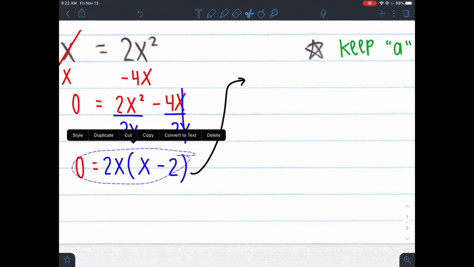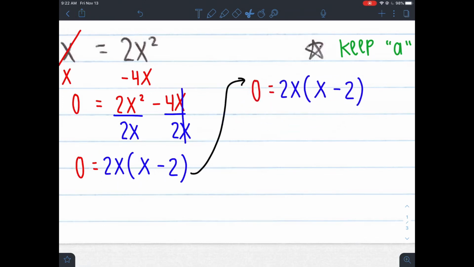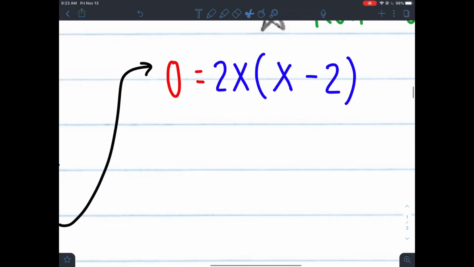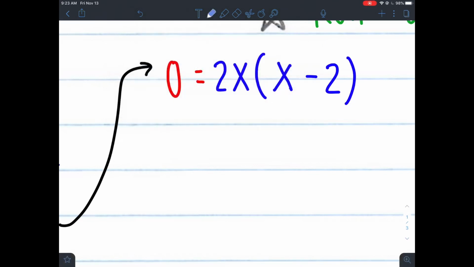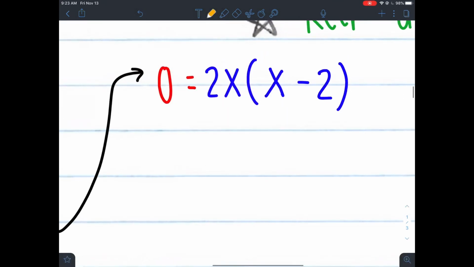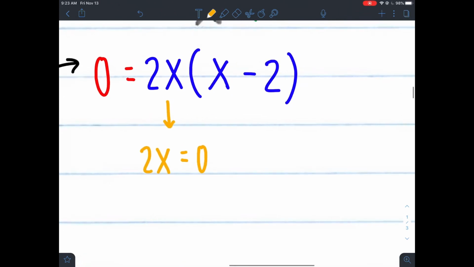Oops. Copy that. Paste over here. Okay, so I actually have 2 factors here. And I know it doesn't look like it, but we do. So one of our factors is 2x, right? So we're going to set 2x equal to 0. Okay, that's one of our factors. The other factor is x minus 2.